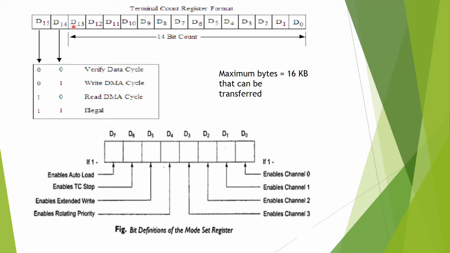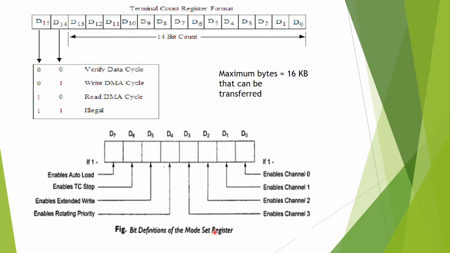The remaining two bits, D14 and D15, are reserved for certain operations. If they are 00, it stands for the verify data cycle. If it is 01, it stands for the DMA write cycle. If it is 10, it stands for the DMA read cycle. And if D15 and D14 are 11, it is illegal. The DMA won't accept these digits.